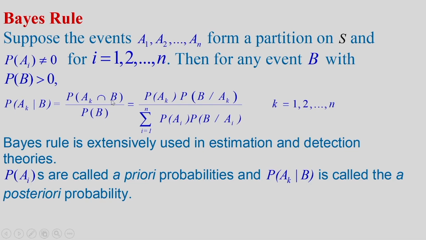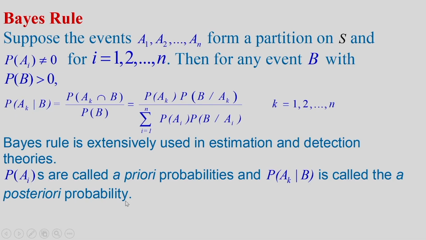Now, we apply the total probability theorem here. So, this P(B) can be written in terms of the a priori probabilities and the conditional probability by this sum, and similarly this intersection can be written in terms of the probability P(Ak) into probability of B given Ak. This is true for k equal to 1, 2 up to n. So, this probability is now the a posteriori probability.